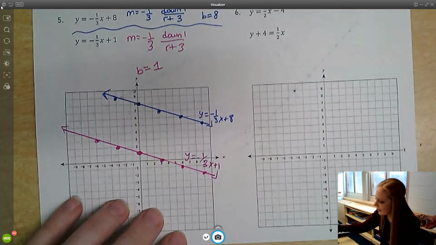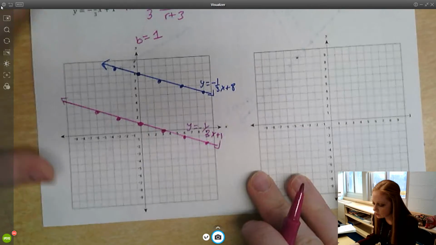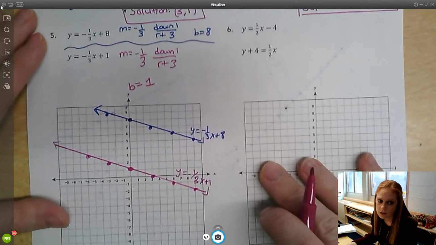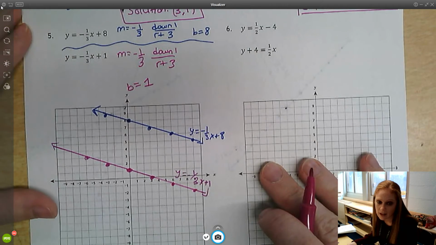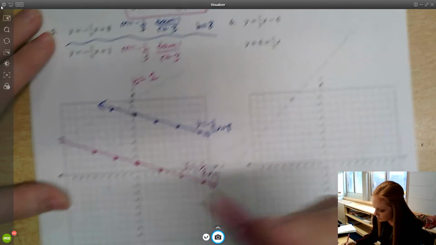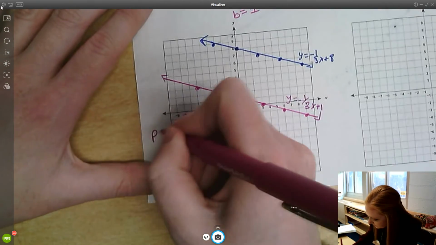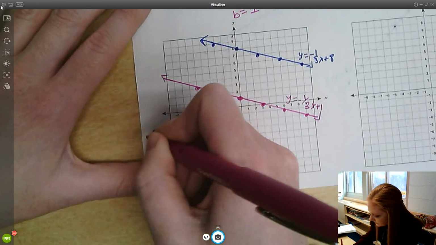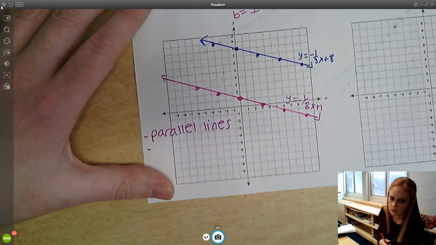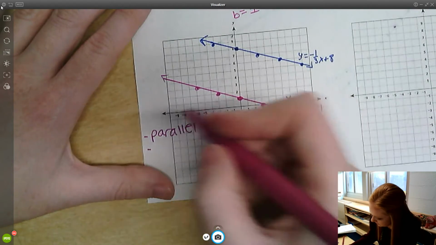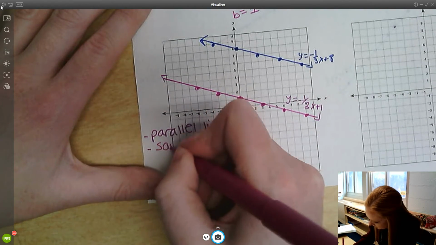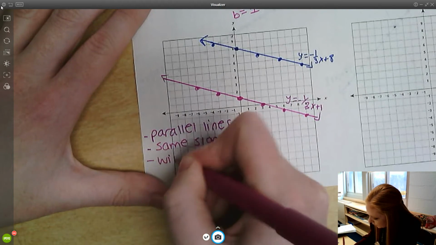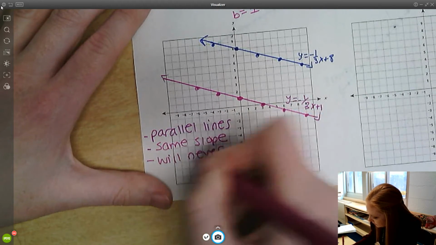these two lines are parallel. They are never going to cross. I can extend this blue one even further. They're never going to intersect. That's because they have the same exact slope. So let's put down some pointers here. These are parallel lines. They have the same slope, will never intersect.